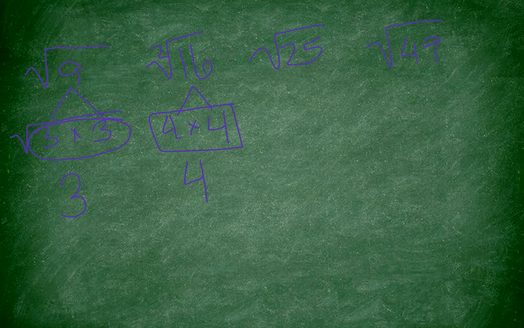Notice the radical goes away. Just like that, the square root of 25, that's 5 times 5. For every 2 of a number under the radical, it's equal to 1 on the outside. And also with 49, that's 7 times 7. Every 2 of a number under the radical, it's equal to 1 on the outside. So the square root of 9 is 3, the square root of 16 is 4, the square root of 25 is 5, and the square root of 49 is 7. So hopefully nobody is surprised by that.